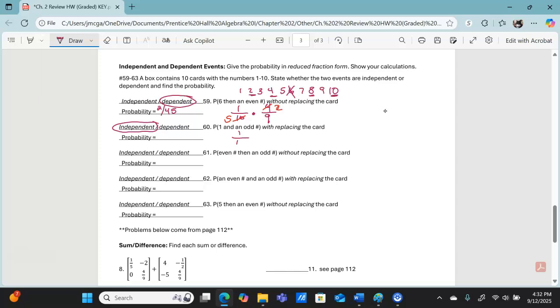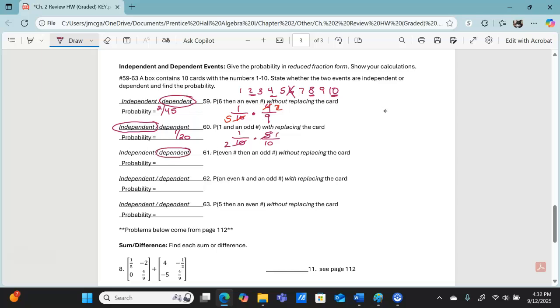So there's 1 out of 10. You replace the card, so there's still 10 cards left. How many of those are odds? Well, 5 of them: 1, 3, 5, 7, and 9. And so reducing, we get 1/20th.